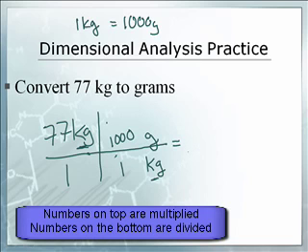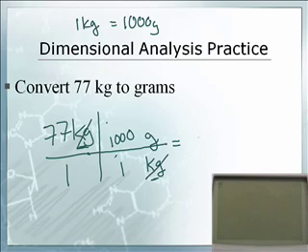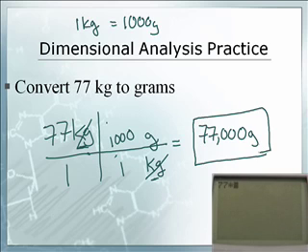Would you mind canceling those units for me? What happens is the kilograms cancel, and I'm left with grams. And so that would be 77 times 1,000, which would be 77,000 grams. I don't even need a calculator. We can do 77 times 1,000, because the 1,000 is on the top and the 77 is on the top, so we multiply: 77,000. That's pretty easy. All right, let's do another.